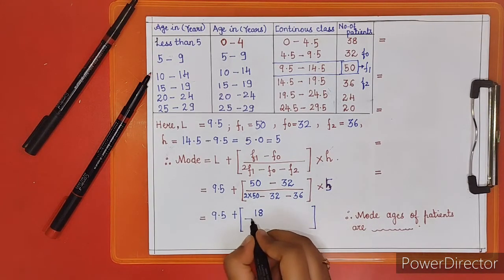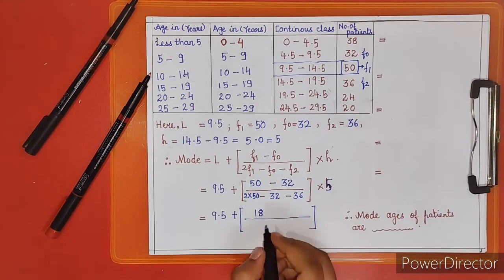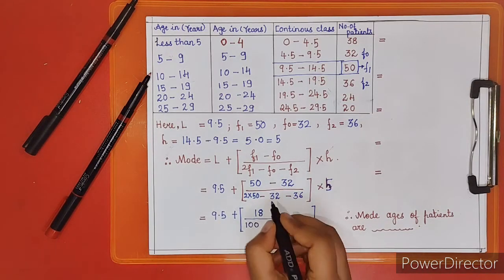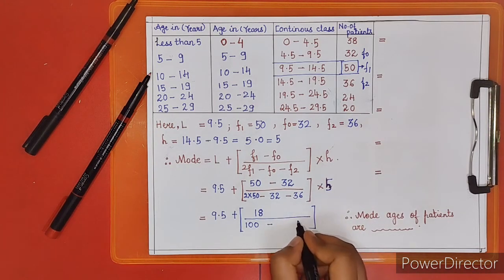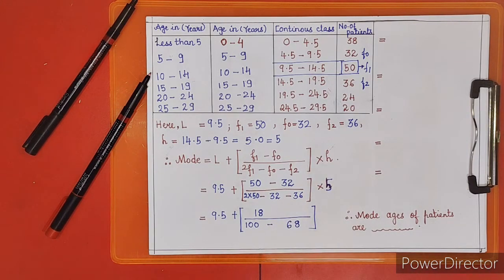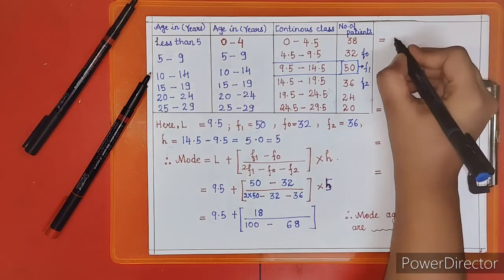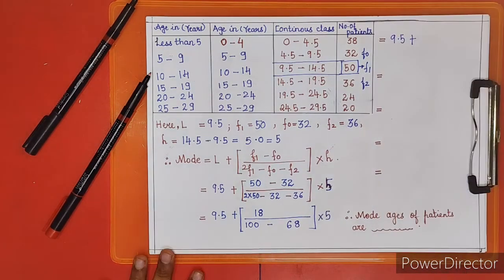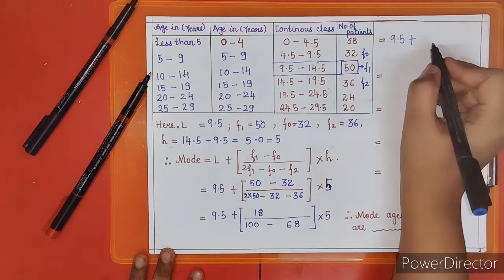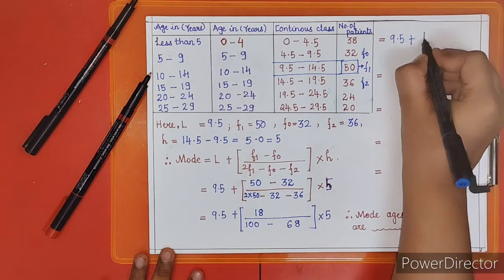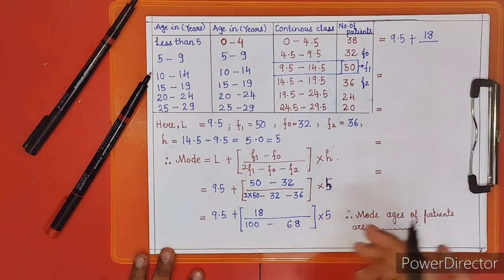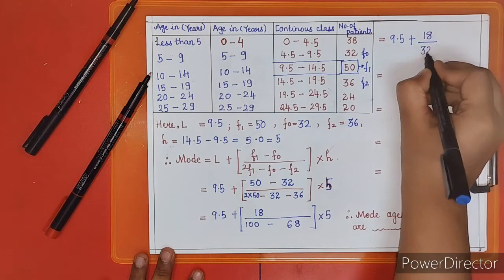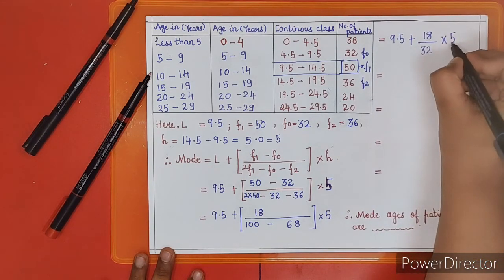Now the simplification of the bracket is not done. 2 multiplied by 50 is 100. Minus 32 minus 36: minus minus is plus, sign of the greater number. 2 plus 6 is 8 and 3 plus 3 is 6. So it is 68. Now we'll simplify the bracket more. It is 9.5. So in the numerator we have 18 and in the denominator we have 100 minus 68. So what is 100 minus 68? It is 32, multiplied by the height, that is 5.